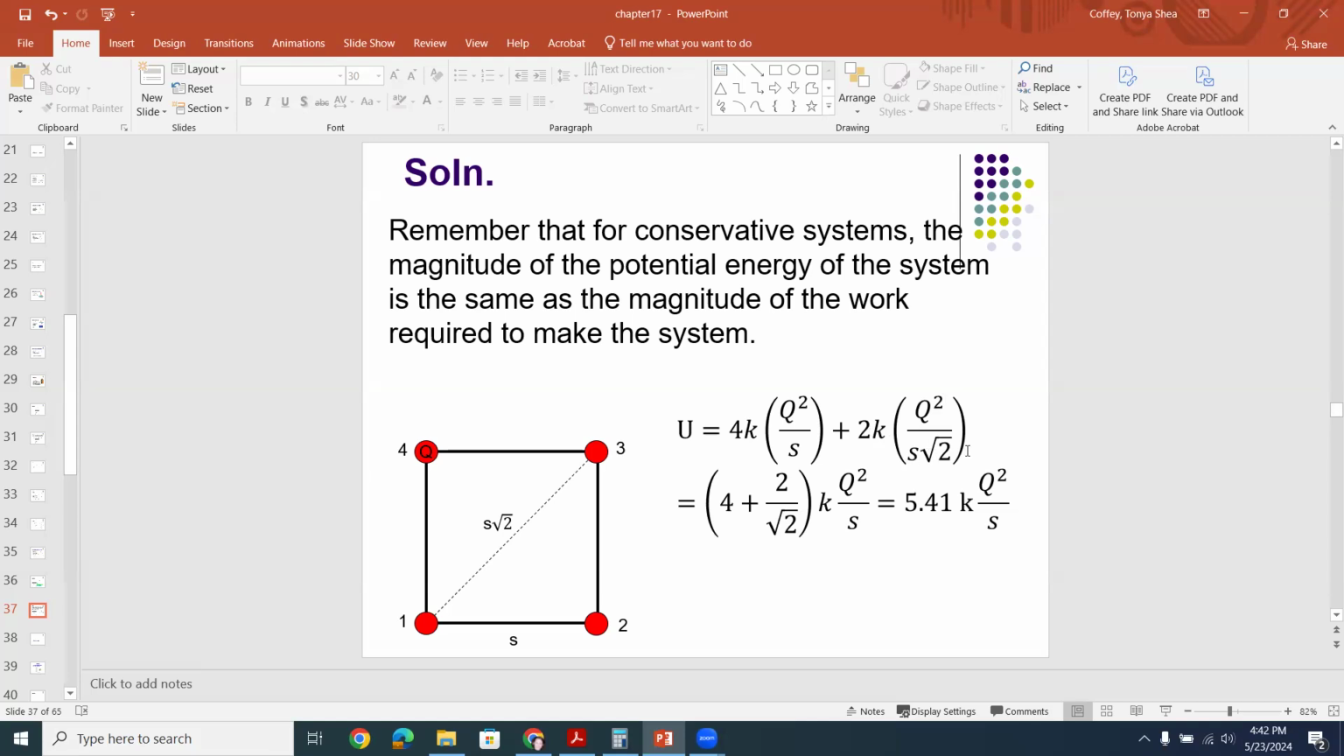Now, when I sum all that up, I can pull my kQ squared over S out because it appears in both terms. And then that is times 4 plus 2 over the square root of 2. And 4 plus 2 over the square root of 2, if you plug it into the calculator, is 5.41. So the potential energy, which would then be equal to the work to assemble the collection, is 5.41 times k times Q squared over S. All right, I hope that made sense.